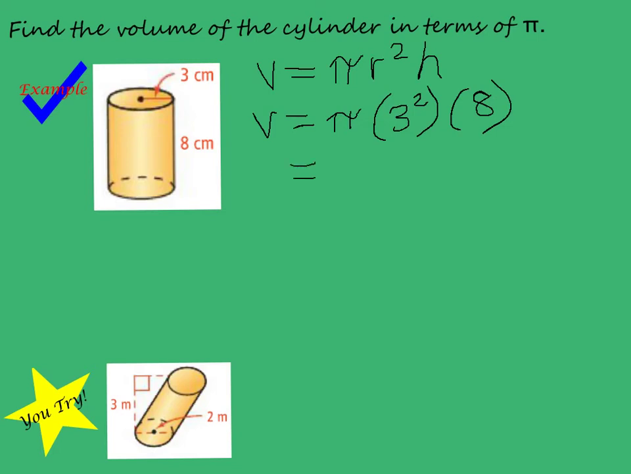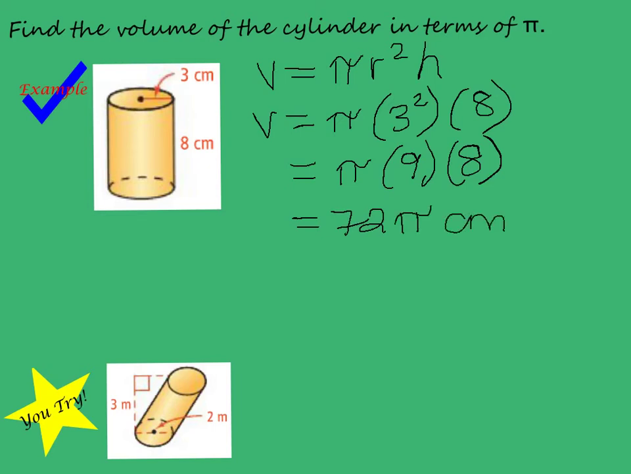So now we just calculate. We have pi, 3 squared is 9, and then 9 times 8, we get 72 pi. Don't forget to write your units. Our units here are going to be centimeters, and since it's volume, volume's always cubed. So here's our answer.